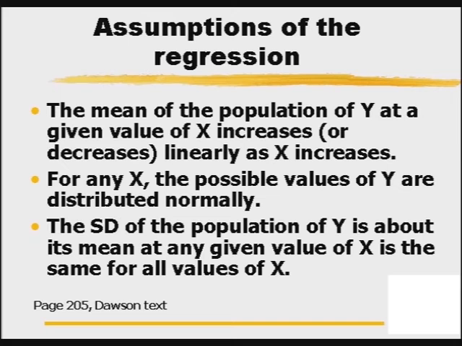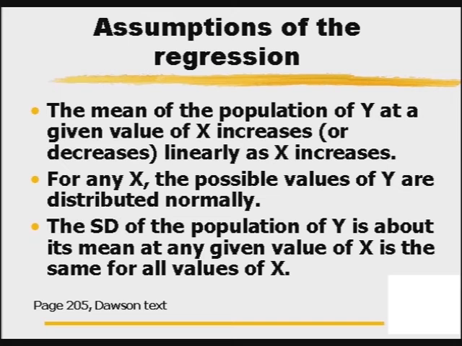in other words, thinking about it as the different positions on the regression curve at point x and point y, has to increase or decrease in a linear fashion as x increases. So the slope is equal to the change in y over the change in x, but it must be a linear increase rather than a curvilinear or an S-shaped curve. Then also, for any particular value of x, the possible values of y are normally distributed. So what do we mean by that?